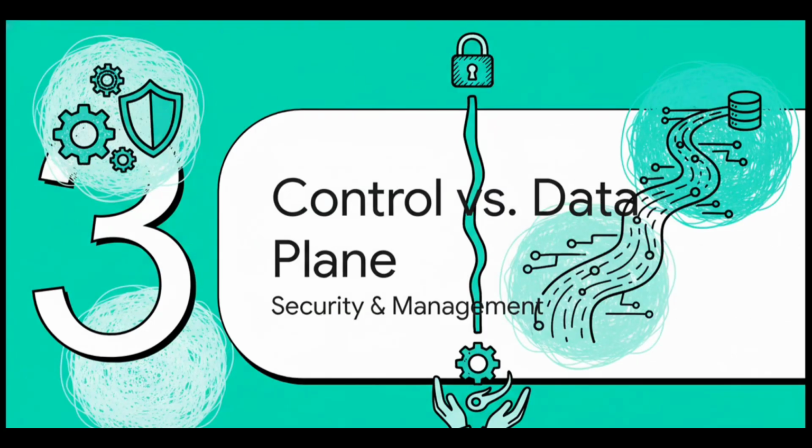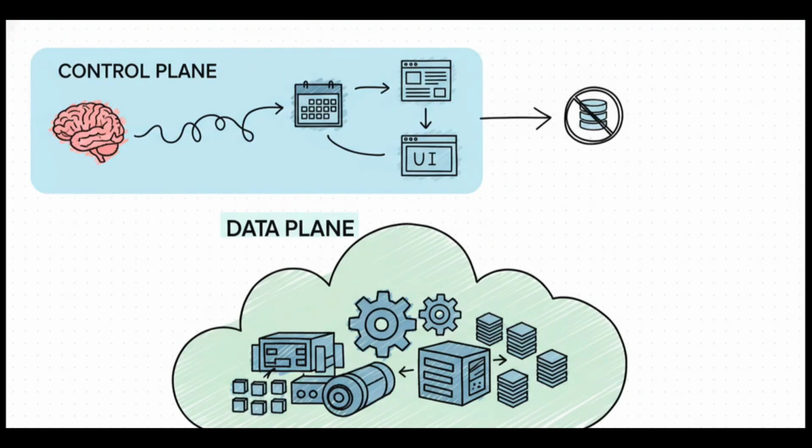Okay, now that we've seen the core building blocks, let's look at how the platform actually operates day to day. This is where understanding the separation between the control plane and the data plane becomes absolutely essential, especially for security and management. Think of it like this. The control plane is the brain of the whole operation, and it's fully managed by Databricks. It runs the web interface, it schedules all your jobs, and it manages all the metadata.